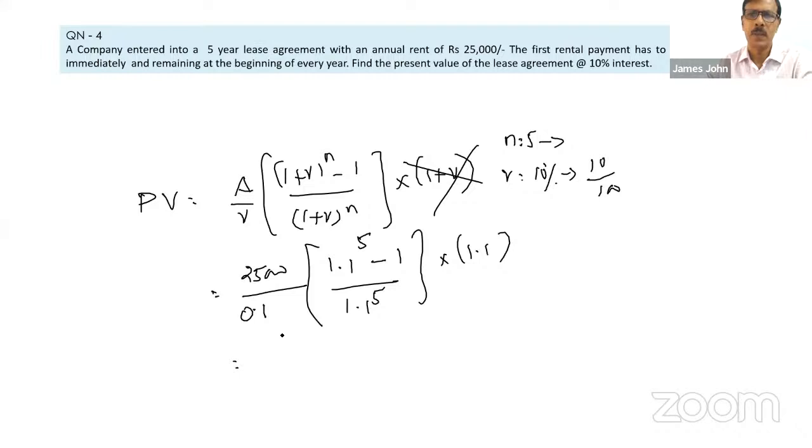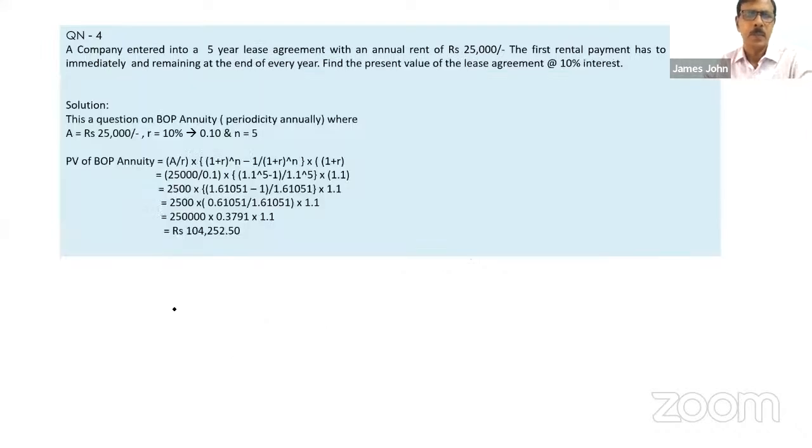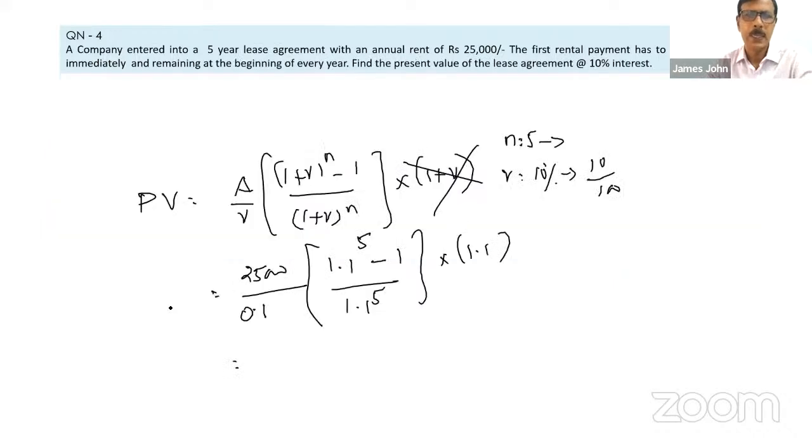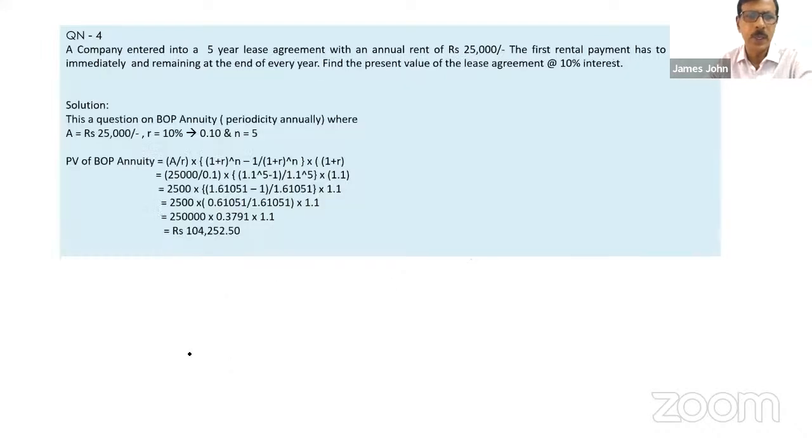You simplify this. How much did you get? You got the same answer? What's the answer you got? Is it the same thing? 1,04,252.5. So 1,04,150. Maybe you have taken rounding of 2 decimals only. How much did you get for 1.1 raised to 5? 1.610. Only you have taken 610. I have taken 61051. That may be the reason.